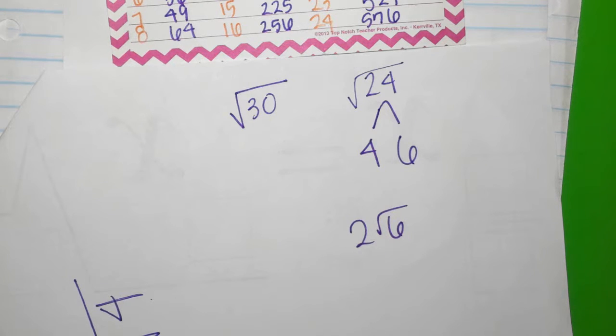What's the square root of 4? The square root of 4 is 2. Once you take the square root, you take it to the outside. You leave 6 underneath.